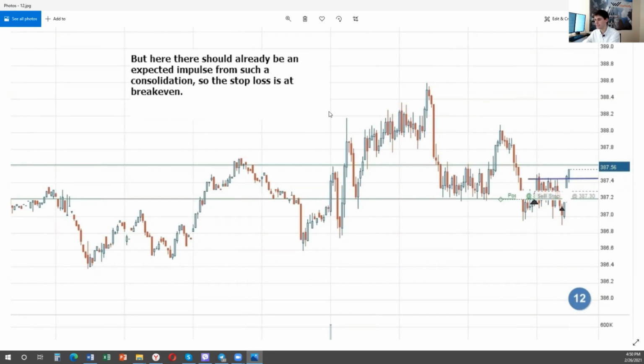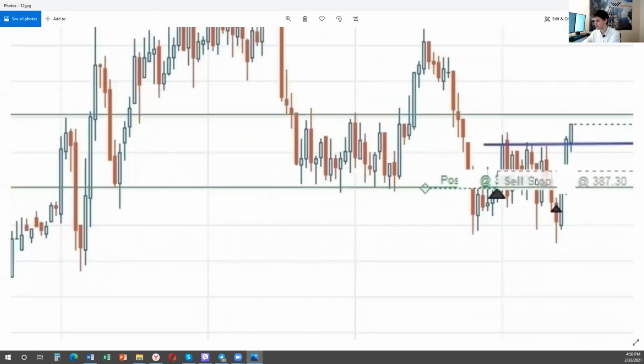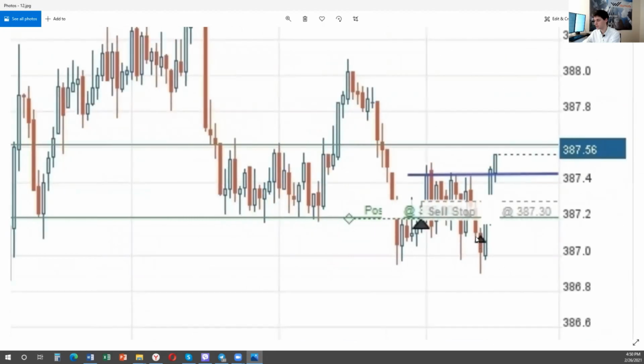So the stop loss is at break-even. You see, entry points, stop loss, and at break-even. Because here I expect an impulse with the cause of short sellers.